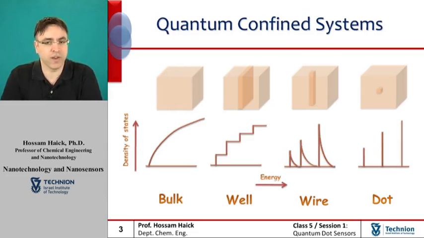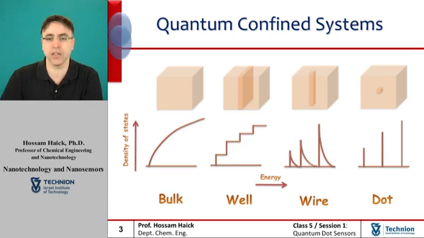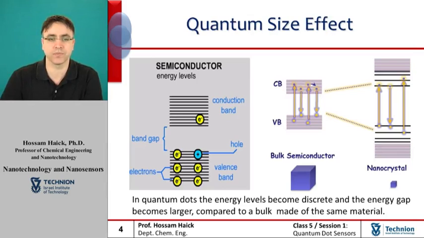Now, besides confinement in all 3 dimensions, namely in the case of quantum dots, one can find other quantum-confined semiconductors, and those include quantum wires, which confine electrons or holes in 2 spatial dimensions and allow free propagation in the 3rd dimension. Also, one can find quantum wells, which confine electrons or holes in 1 dimension and allow free propagation in the remaining 2 dimensions.